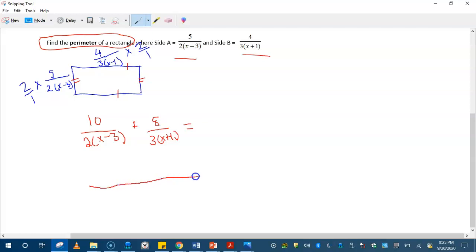It looks like we're going to have an LCD of 2 times 3, right? Our 2 and our 3. Then times our x minus 3 times our x plus 1.